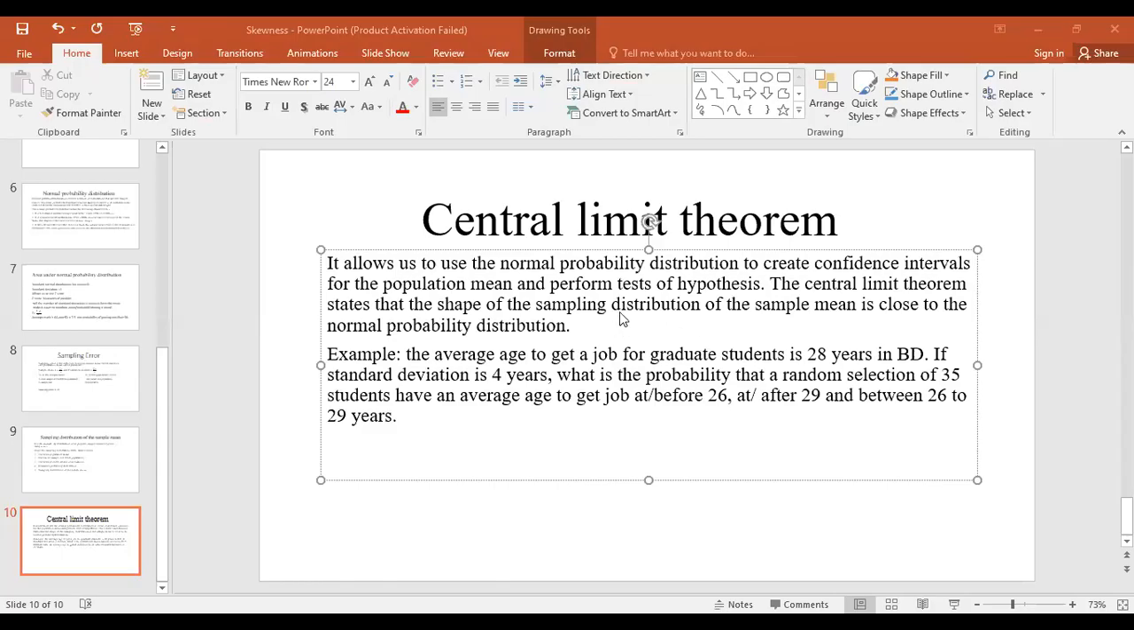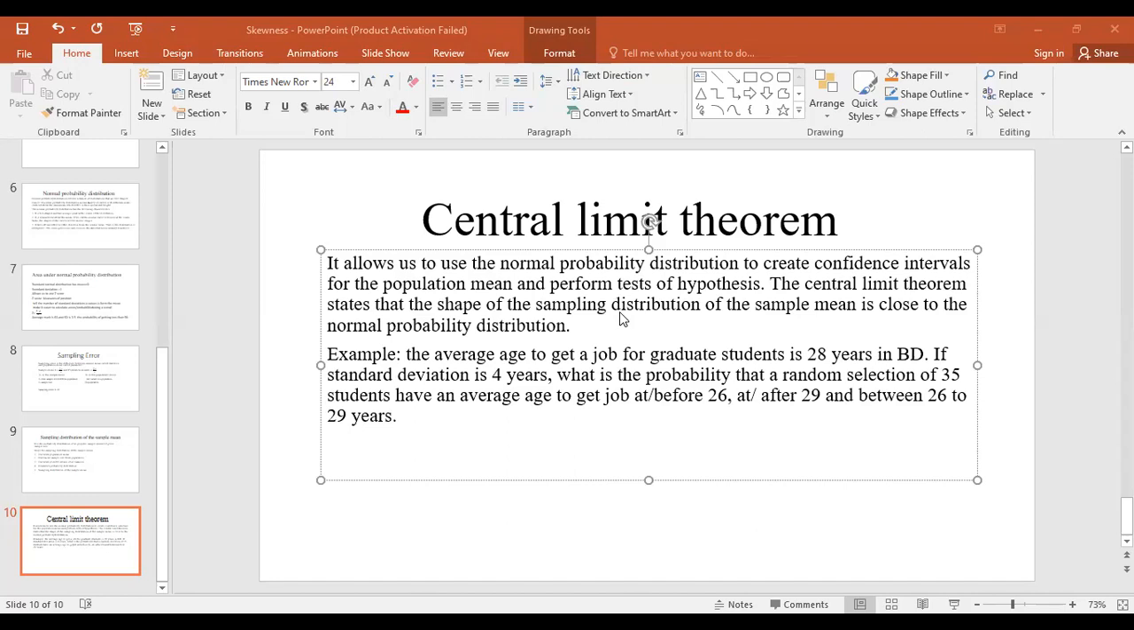Today, I'll discuss the central limit theorem. The central limit theorem is one of the widely used methods in statistics to test hypotheses. It allows us to use the normal probability distribution to create confidence intervals for the population mean and perform tests of hypothesis.